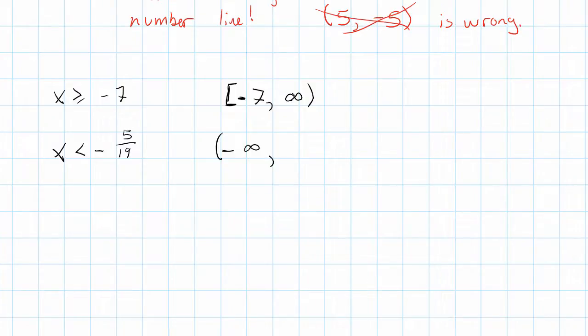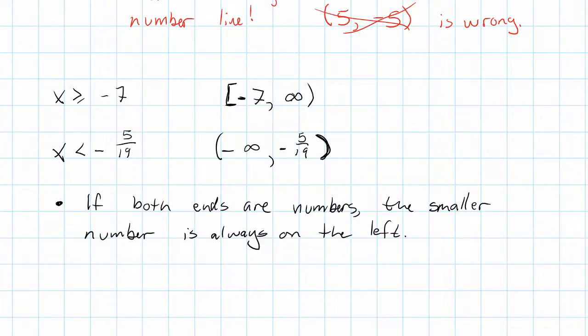What's the biggest number? -5/19 itself is not included, but it's our point of reference for the biggest number. It's not included because it's not less than or equal, so it gets a round bracket. That's all there is to it. We just need to make sure that these rules get followed.